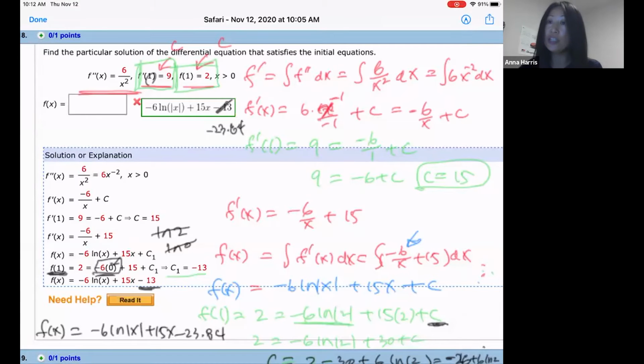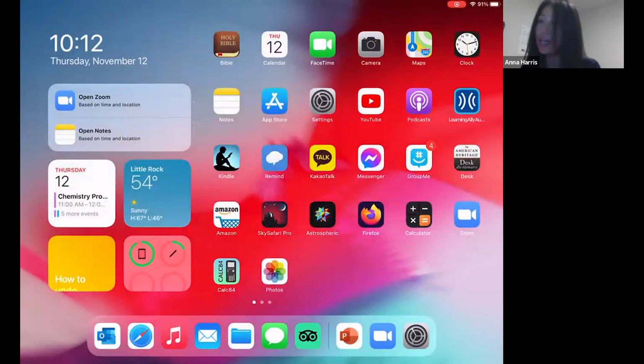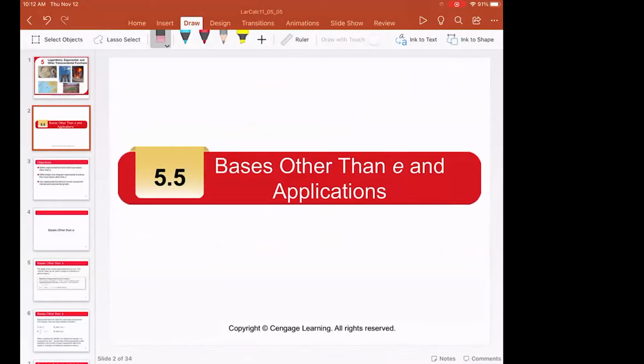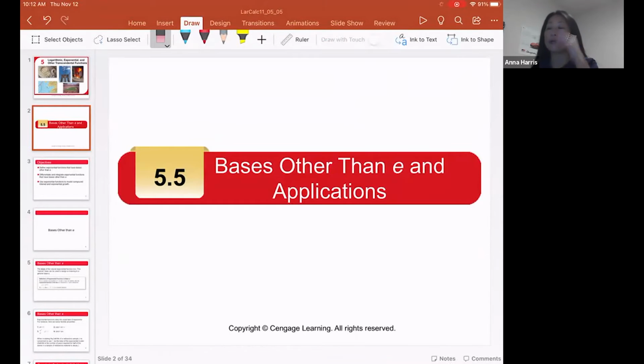So we can actually continue our lesson today, because today's lesson is a continuation of what we're doing at 5.2 and 5.4. Today we've been looking at the natural log of e, but e is equal to 2.7 something, something, something. It's an irrational number.